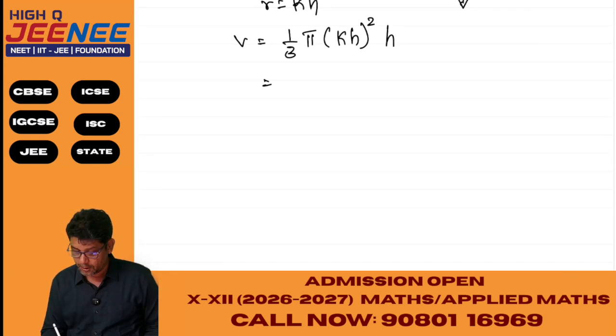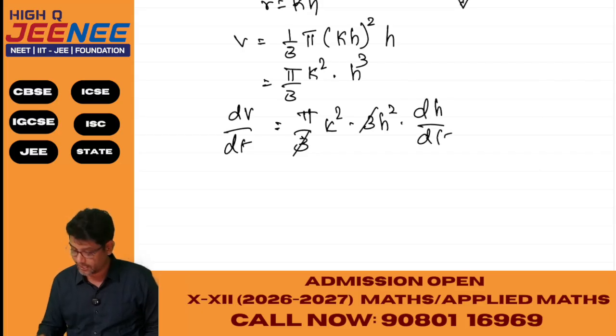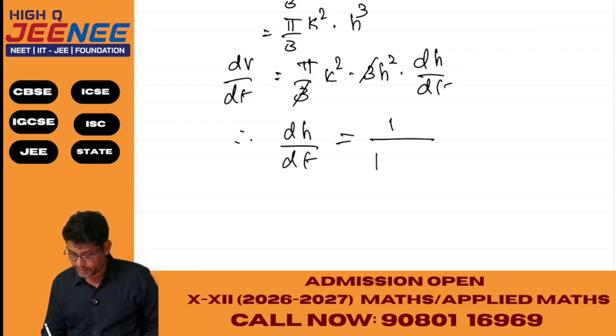So, V = (pi/3) K square H cube. Now, what is dV by dt? It is (pi/3) K square into 3H square dH by dt. The 3 gets cancelled. So, what is dH by dt? dH by dt = 1 by (H square K square pi) dV by dt. This is the final answer.